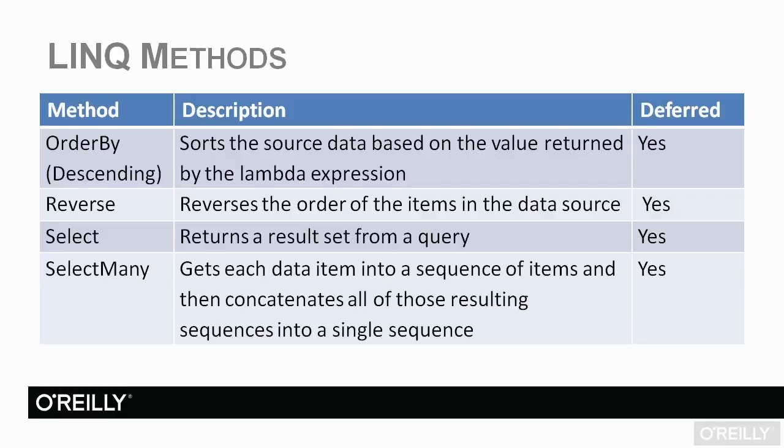We also can do OrderBys. And OrderBys, by default, are ascending, and we can use the keyword descending as well to reverse that, same as you would in SQL. And that is one of our deferred queries, because it actually does return an IEnumerable. It returns a collection of objects that we're ordering. And there's a Reverse method that reverses the order of items. And probably the one that you'll use the most is the Select. And we already had that in our example. It simply returns a result set from a query.